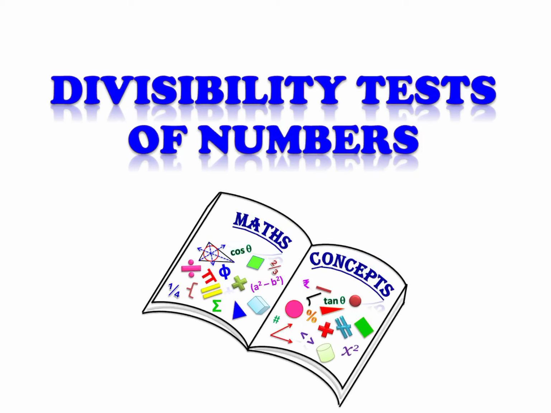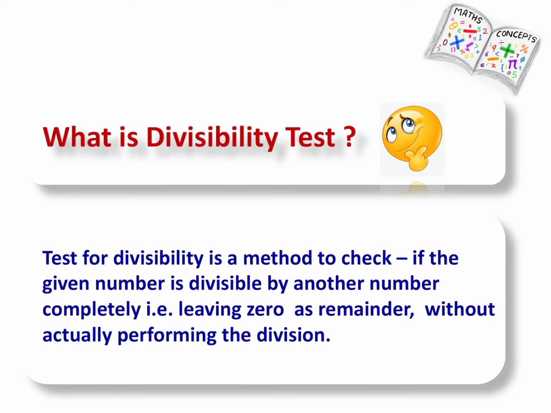In this video, we will learn about divisibility test for numbers from 2 to 6. Okay, what is divisibility test? It is the method to check whether the given number is divisible by another number completely without actually performing the division. What does it mean? It means that you don't have to perform the division and you can tell by applying the divisibility test whether the given number is divisible by another number or not.